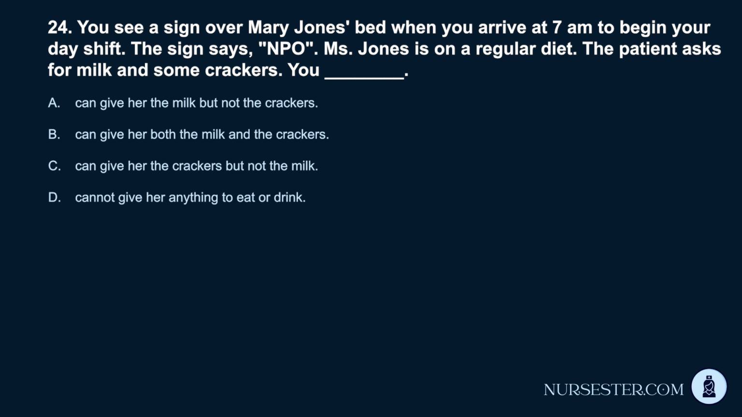24. You see a sign over Mary Jones' bed when you arrive at 7 a.m. to begin your day shift. The sign says, NPO. Miss Jones is on a regular diet. The patient asks for milk and some crackers. You underscore. A. Can give her the milk but not the crackers. B. Can give her both the milk and the crackers. C. Can give her the crackers but not the milk. D. Cannot give her anything to eat or drink.